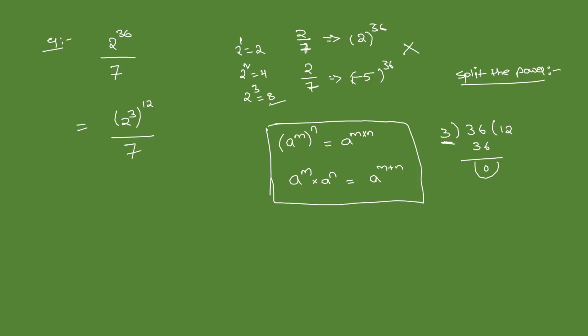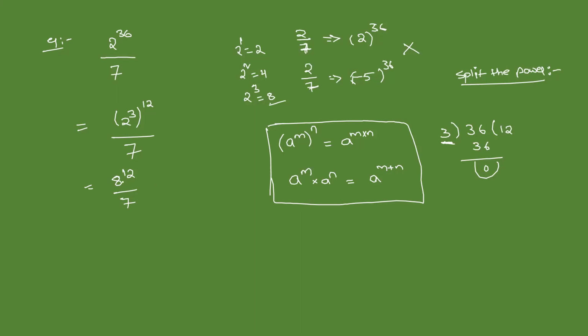Because of that reason, I am dividing the power 36 with 3. For example, if my requirement is 4, then I will divide 36 with 4. Please be careful. So now what happens to my answer? 8 power 12 by 7.